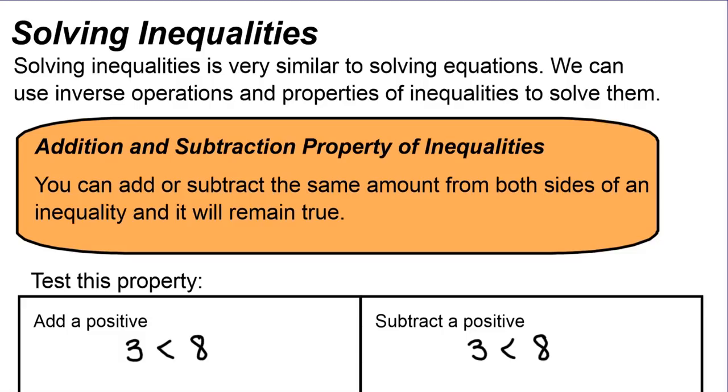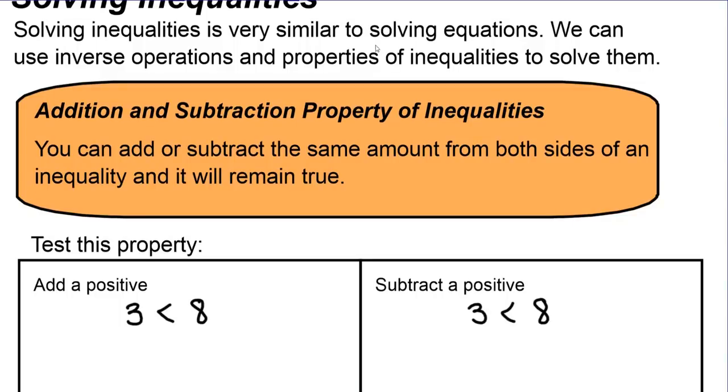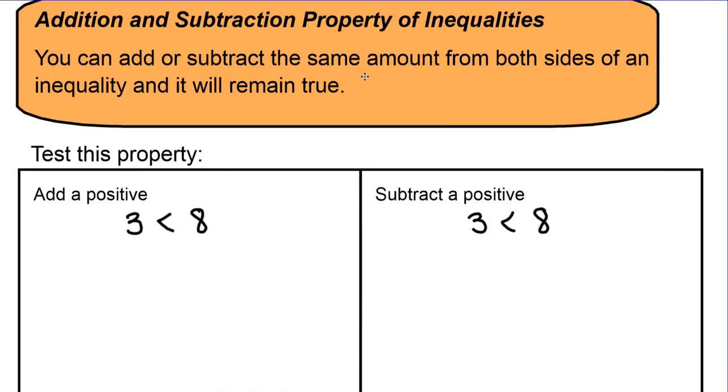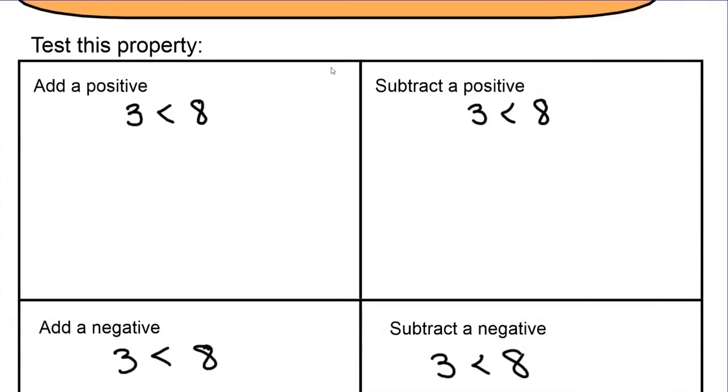All right, in this video, we're going to talk about solving inequalities. And solving inequalities is very similar to solving equations. We can use inverse operations and properties of inequalities to solve them. So what we're going to establish here is something called the addition and subtraction property of inequalities. And that says that you can add or subtract the same amount from both sides of an inequality, and the inequality will remain true. So we're just going to very quickly test this property to see if it is true.